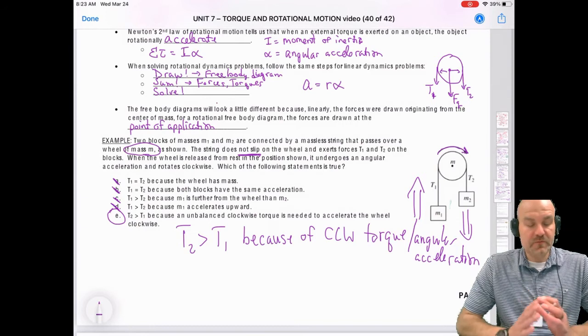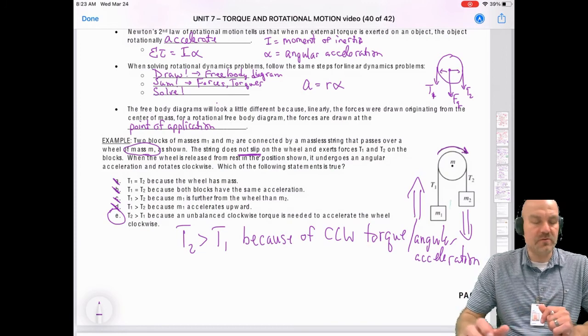In the next video, we're going to revisit our good old friend conservation of energy. Now we're going to bring in this rotational piece to it.